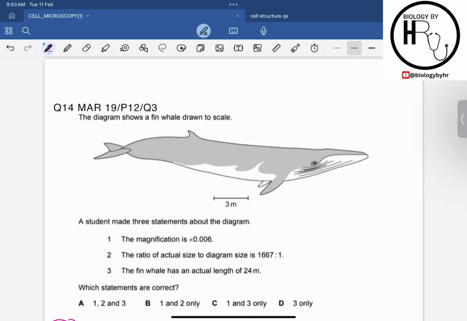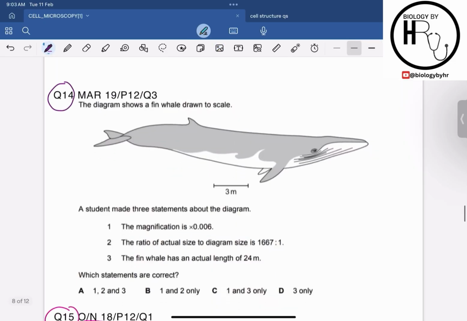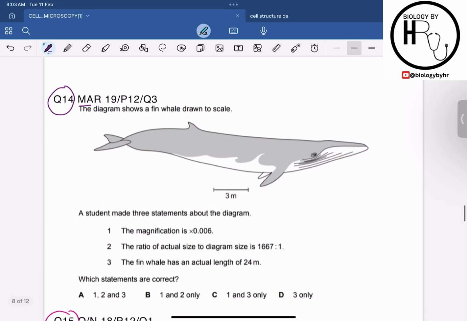Alright, so now let's move on to question 14. This question 14 is from March 2019, paper 1, question 3. It says that the diagram shows a fin whale drawn to scale. A student made 3 statements about the diagram. Which statements are correct? The first is that the magnification is times 0.006.